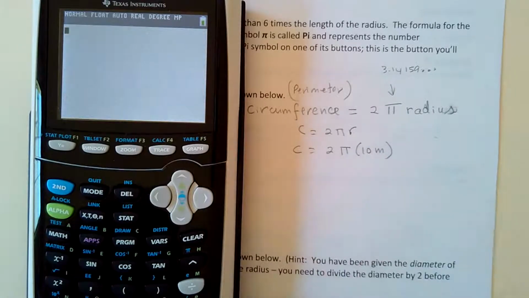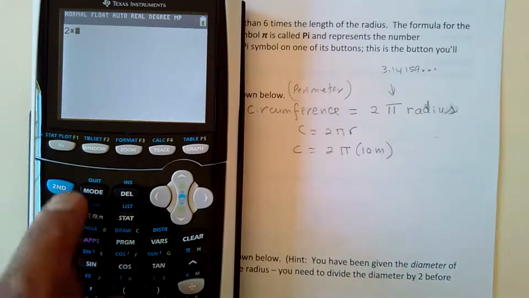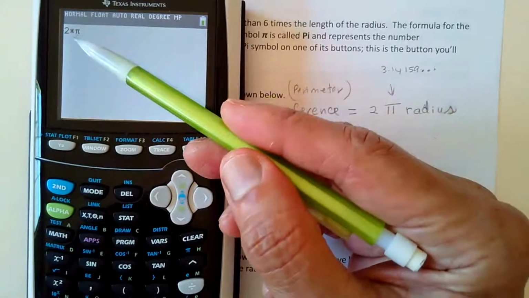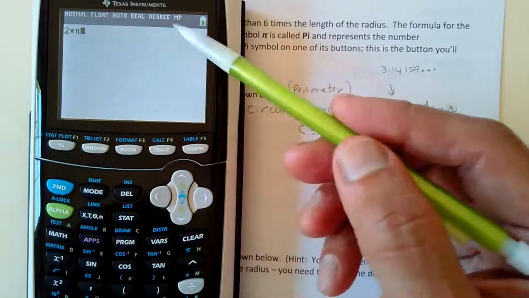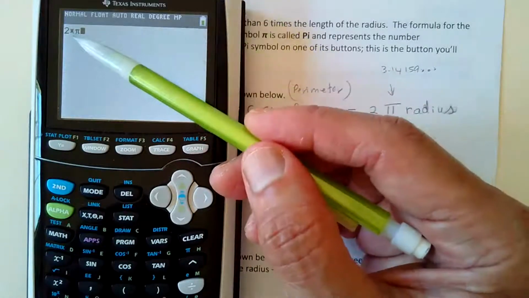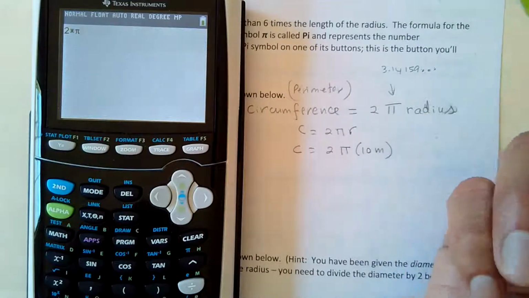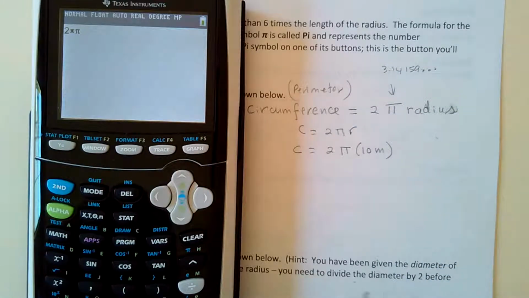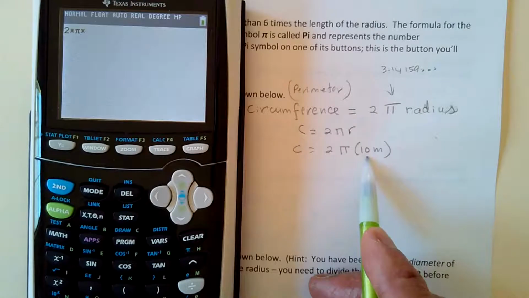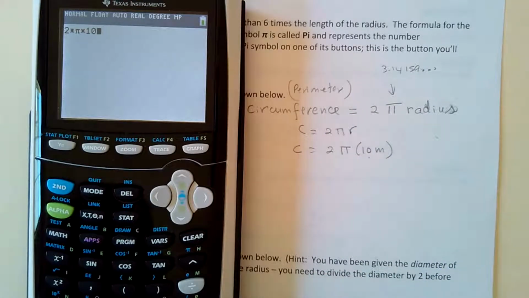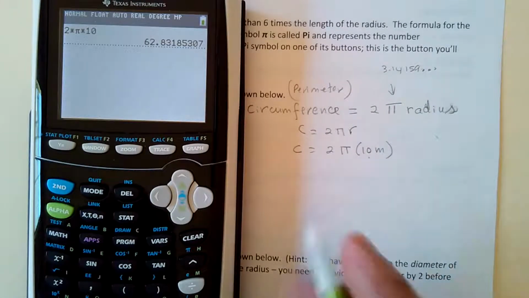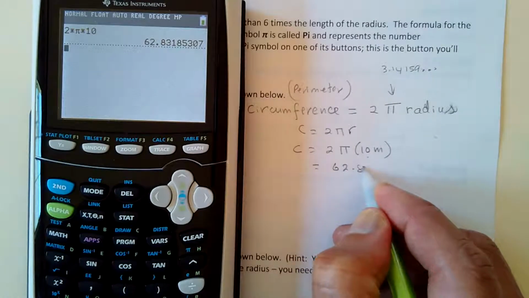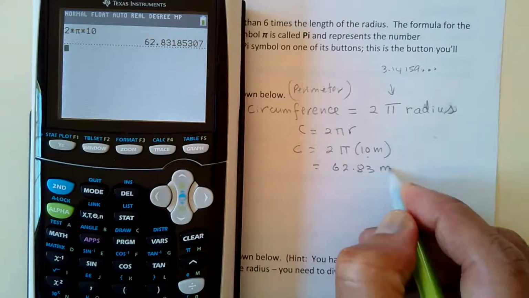So 2 multiplied by, now I'm going to use my pi button. In your calculator, you may see 3.14 and it goes on forever. On most calculators, you'll see the symbol pi pop up. That represents 3.14159. Multiply that by its radius, which is 10. And that gives me a measurement of 62.83 meters.